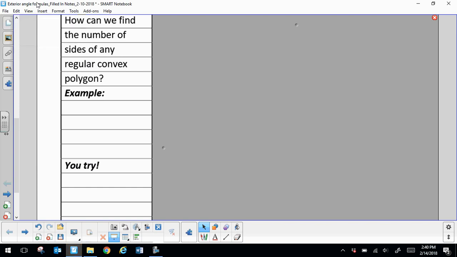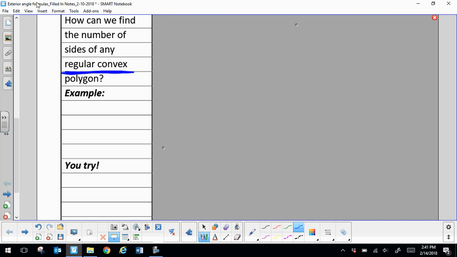All right, so now that we know how we can determine the exterior angle or the interior angle of any polygon, and more importantly, if they're regular, we'll know what the value of each of them are. This question says, how can we find the number of sides of any regular convex polygon? Again, we're living in the regular convex world, so all of our angles and all of our side lengths will always be the same value.